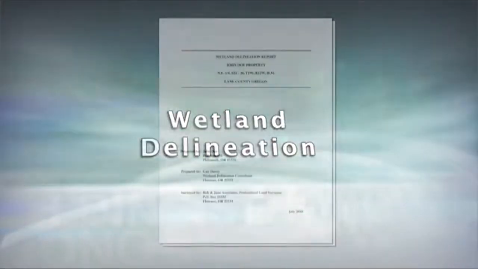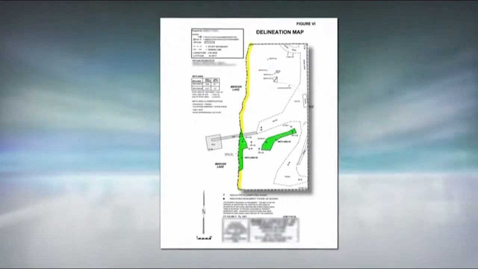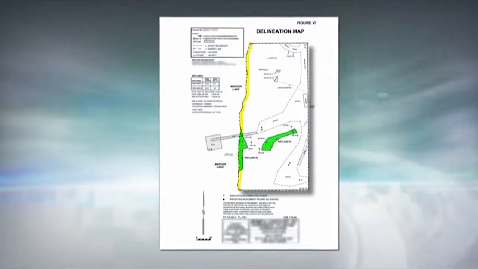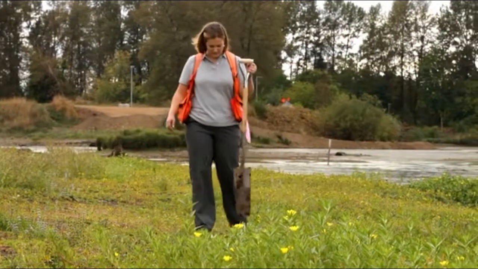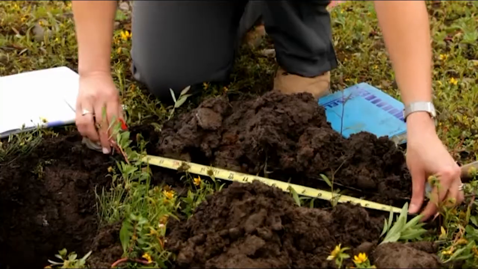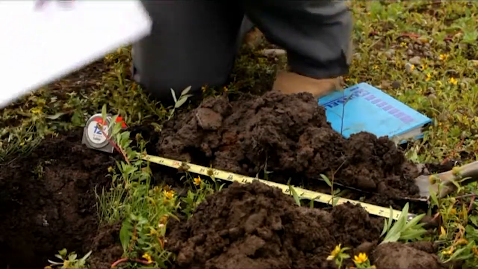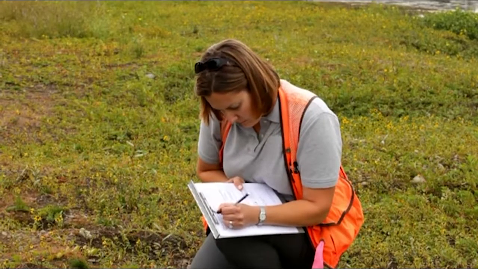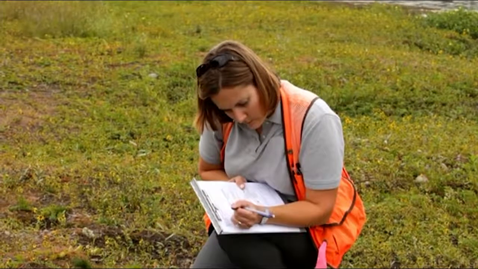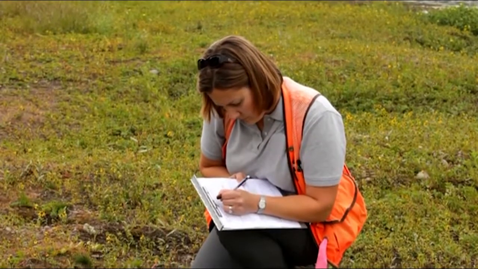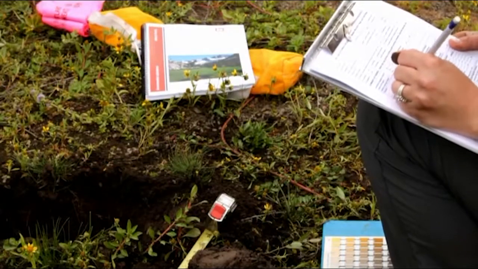The Corps may require a document that clearly defines the boundaries of any waters that might be affected. This is called a wetland delineation report. It includes all wetlands, streams, and other bodies of water in your project area. Completing a wetland delineation requires expertise and may require professional assistance. Contact your local Corps office for more information on wetland delineations.